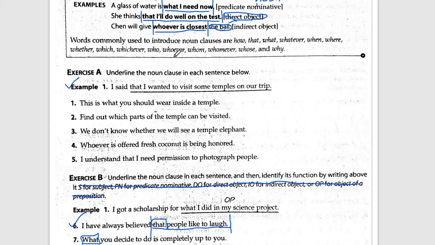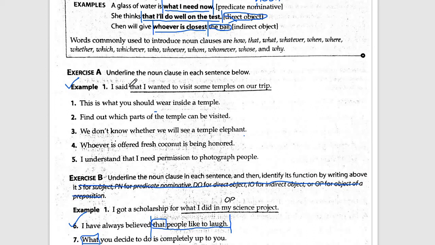And it's critical that we refer back to this list over and over and over for every single one. They don't give this to you just to make it look pretty on the page. It's required that you use this list, okay? Words commonly used to introduce noun clauses. Words commonly used to begin noun clauses is what this is saying. How, that, what, whatever, when, where, whether, which, whichever, who, whoever, whom, whomever, whose, and why. Look for these words in every single question, okay?